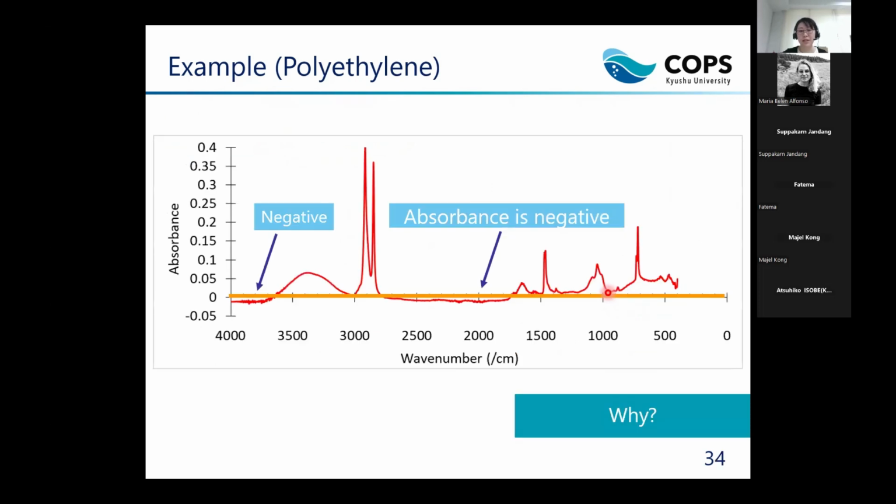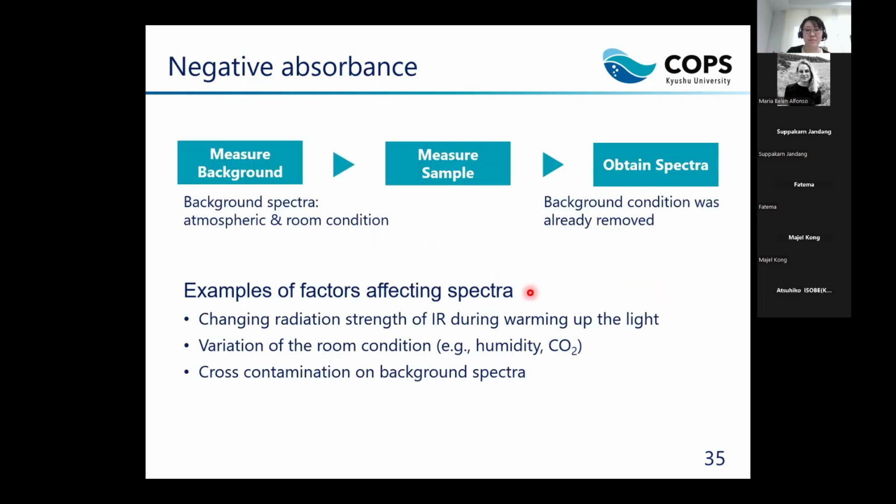But at the same time, you can see the negative values around here. And why this happens, you should know the basic idea of why such a situation happens. I mean, if absorbance is negative, it means the plastic radiates infrared. Do you think so? Of course, no.